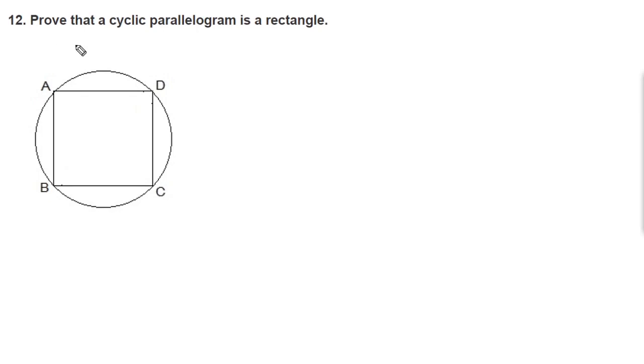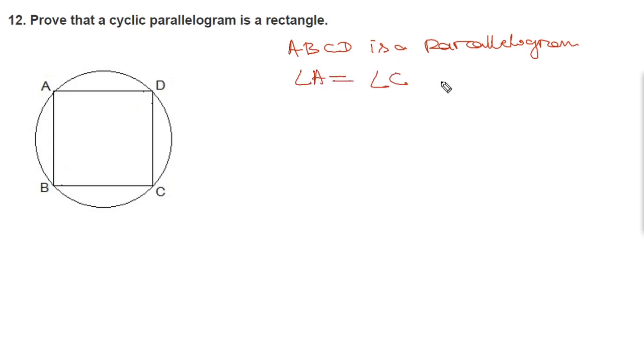So question number 12, prove that a cyclic parallelogram is a rectangle. What is given? Given is that ABCD is a parallelogram. As ABCD is a parallelogram, opposite angles must be equal. So angle A is equal to angle C. Give the reason: opposite angles of a parallelogram. But ABCD is cyclic. But A, B, C, D are concyclic.